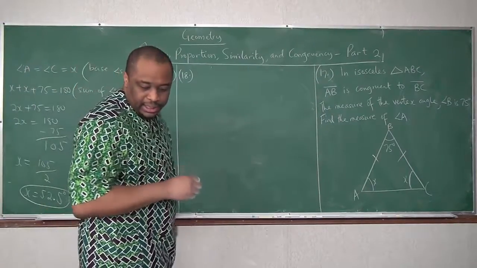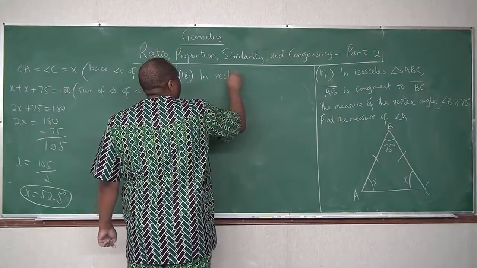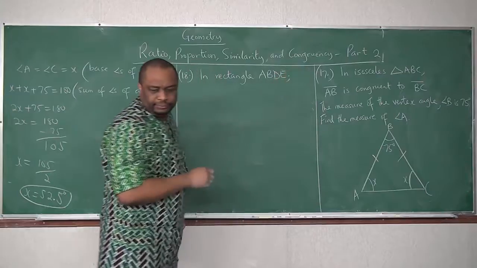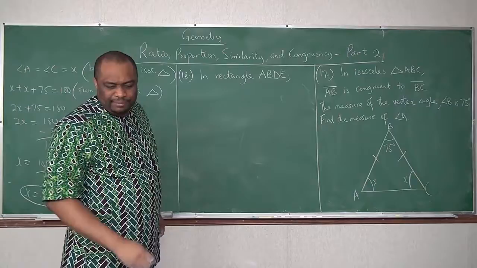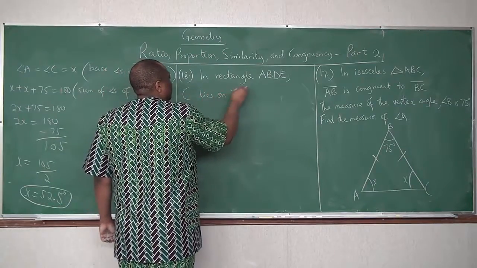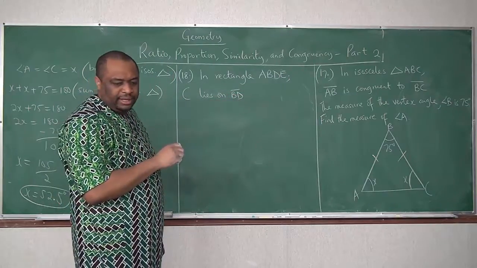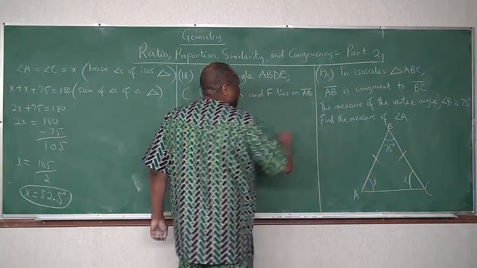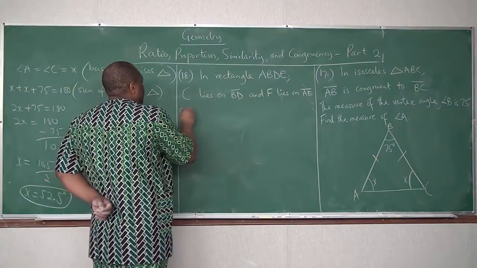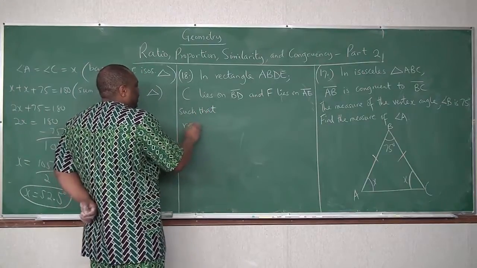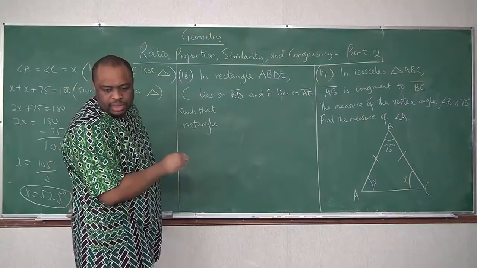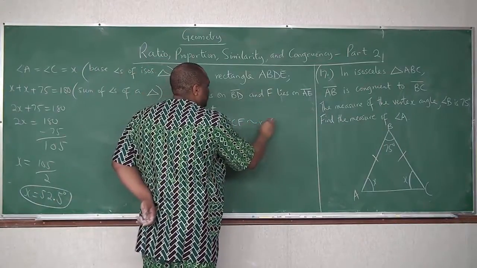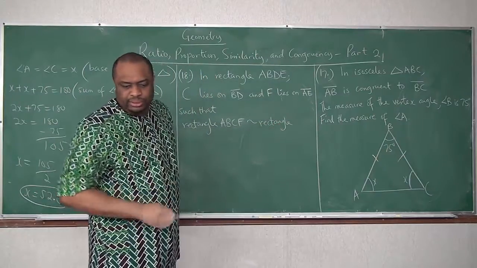So it says here, in rectangle ABDE, C lies on line segment BD, and F lies on line segment AE, such that rectangle ABCF is similar to rectangle CDEF.